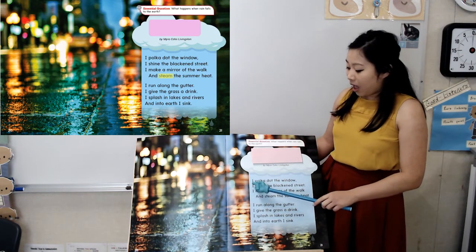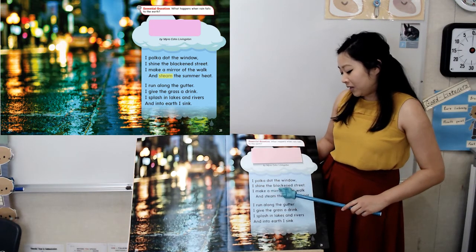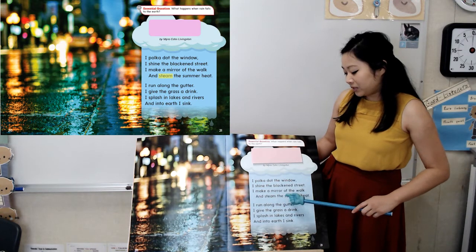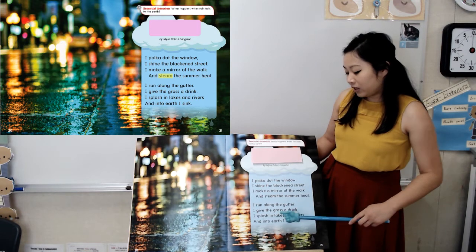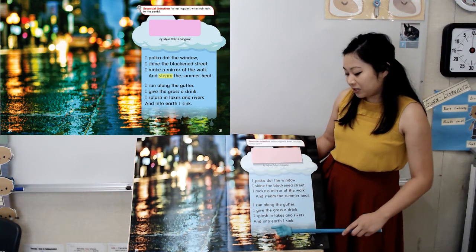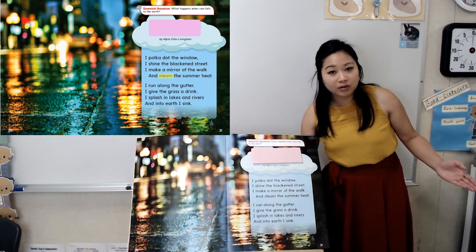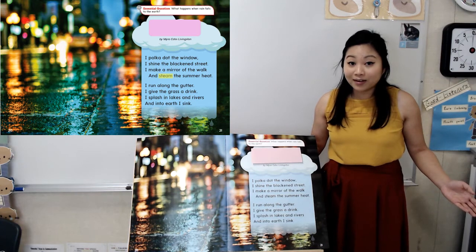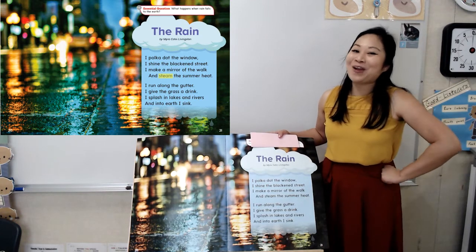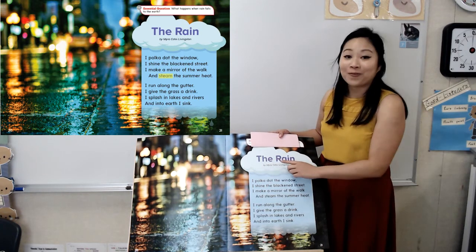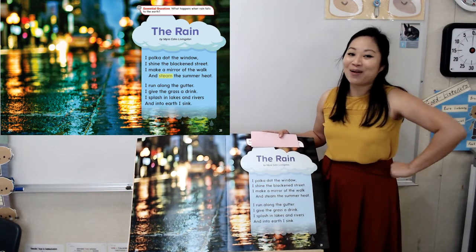I polka dot the window, I shine the blackened street. I make a mirror of the walk and steam the summer heat. I run along the gutter, I give the grass a drink. I splash in lakes and rivers, and into earth I sink. Well, what is this poem about? Did you figure it out? Did you say, the rain? Because if you did, you're right. This poem is called The Rain. If you didn't guess that, but you knew it had something to do with water, great job, friends.